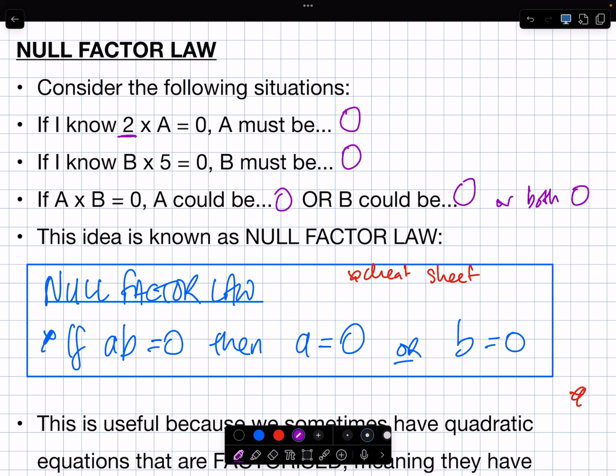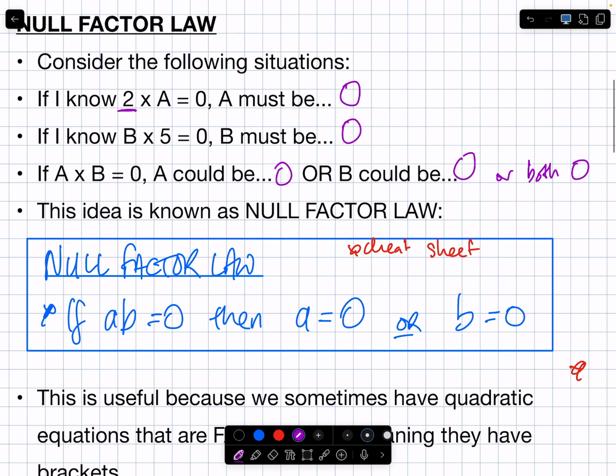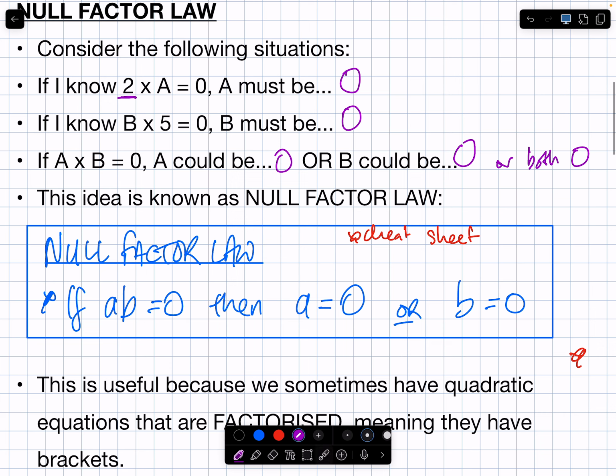What is that? That idea is known as null factor law. So the cheat sheet option you would have here is if A times by B is equal to 0, then A is equal to 0 or B is equal to 0. Get that down.